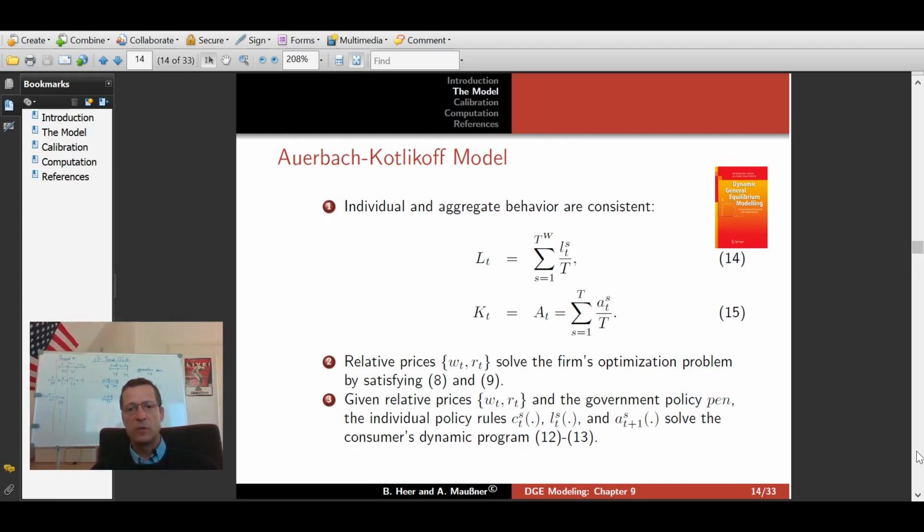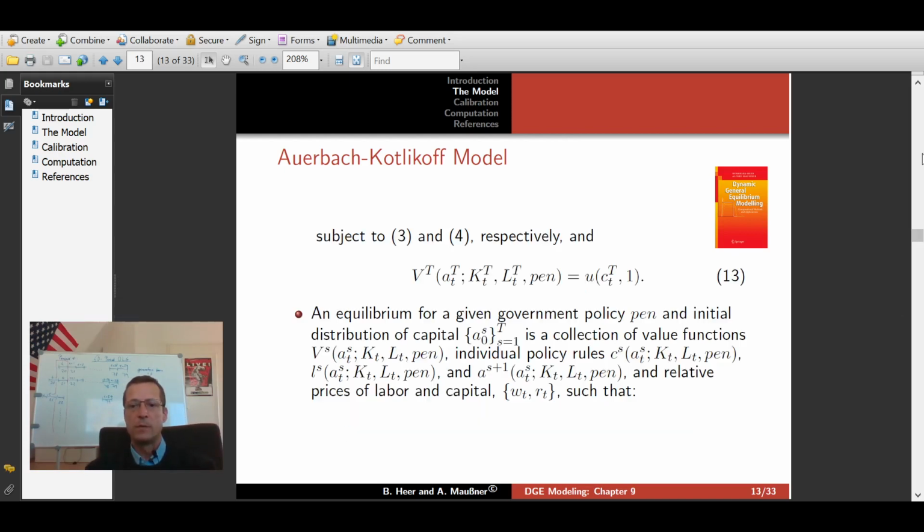Relative prices w_t, r_t solve the firm's optimization problem by satisfying equations 8 and 9, so that the wage is equal to the marginal product of labor, and the interest rate is equal to the marginal product of capital minus depreciation. Given the relative prices w_t, r_t, and the government policy pension, the individual policy rules solve the consumer's dynamic program, equations 12 to 13.